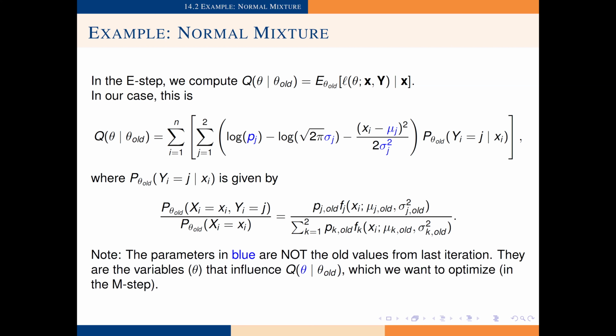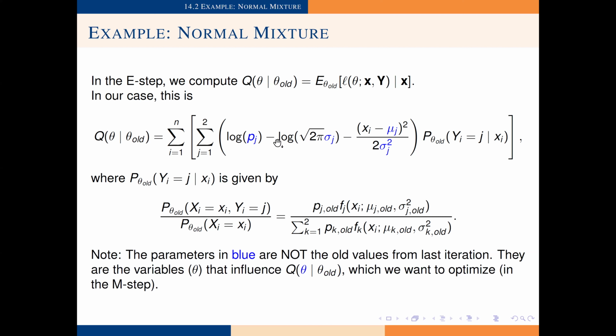One thing I want to point out over here is that you can see in the Q function, there are some terms over here like pj and sigma j and mu j, right? These terms that I noted in blue are not the old values from the last iteration. The old values from the last iteration actually come in the p theta old part, where we have to use the mu and sigma squared from the last iteration to see what is the conditional probability, given this observation's x, that this sample's y is either 1 or 2. That's the part that the theta old comes in.